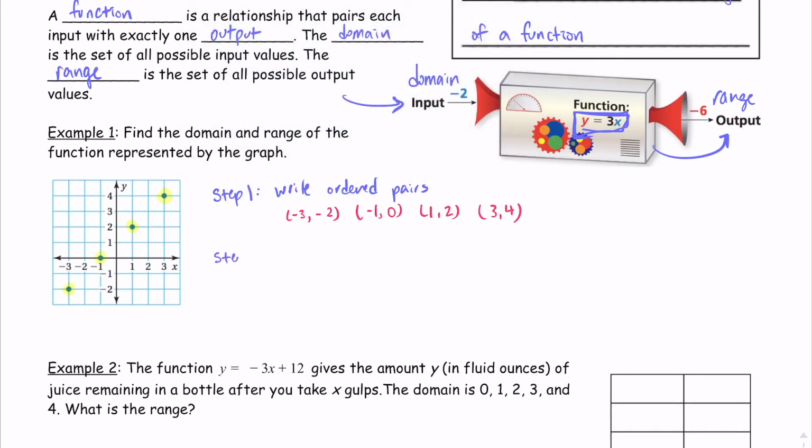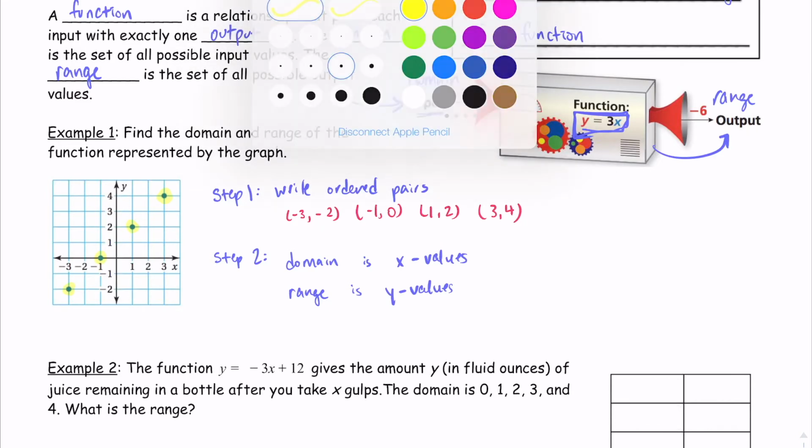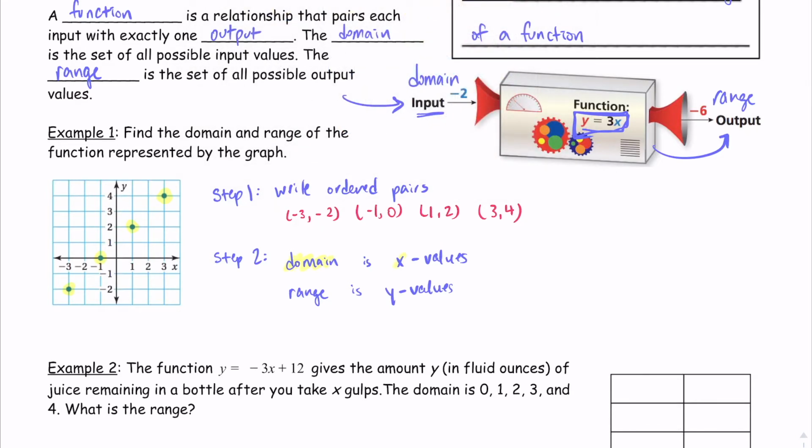Step 2 is fairly simple. As we said earlier, the domain is all my inputs, right? So domain is x values, and range is y values. So how can I use what I just did in step 1 to help me out? I'll use a different highlighter color. I'll use yellow for domain. So domain is my x value. So my x values are -3, -1, 1, and 3.